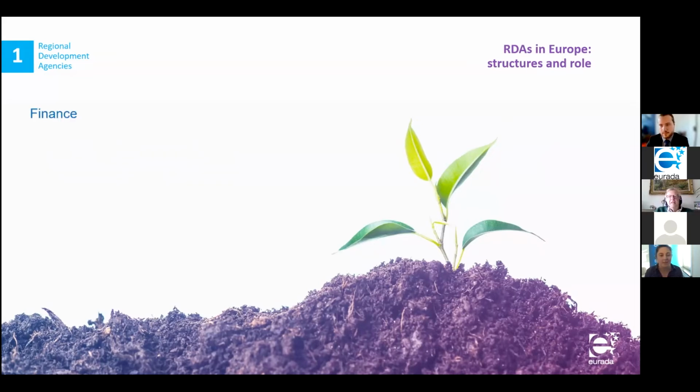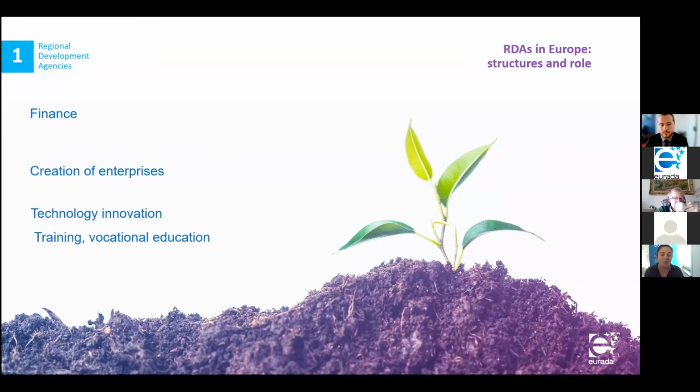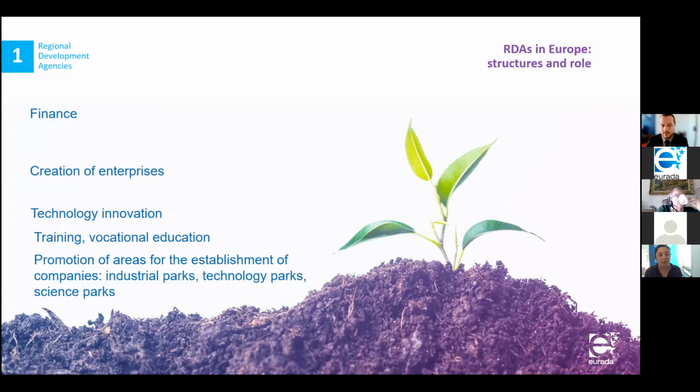So finance, training, vocational education, which today, as it happens, we are doing. Creation of enterprises, which is the cross-cutting theme of today and the next 2 days: how to create your enterprise and how to do it well. Technology and innovation, we will be touching on as well. Promotion of areas for the establishment of companies. This is also part of the responsibilities that they carry out.